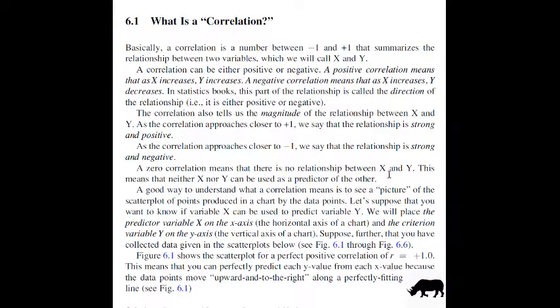See Fig. 6.1 through Fig. 6.7. Figure 6.1 shows the scatter plot for a perfect positive correlation of R = +1.0. This means that you can perfectly predict each y value from each x value because the data points move upward and to the right along a perfectly straight line.